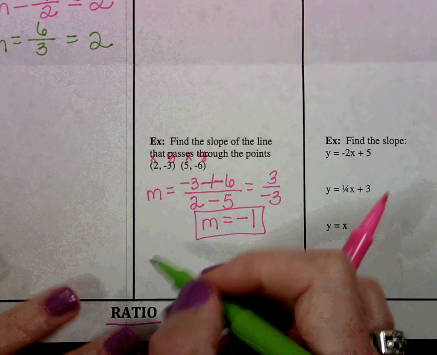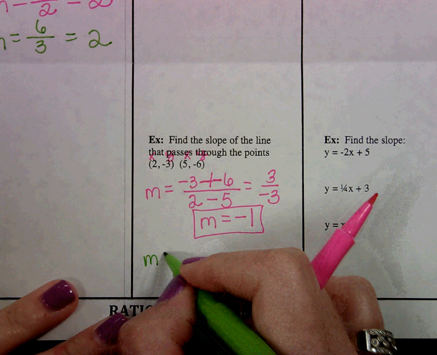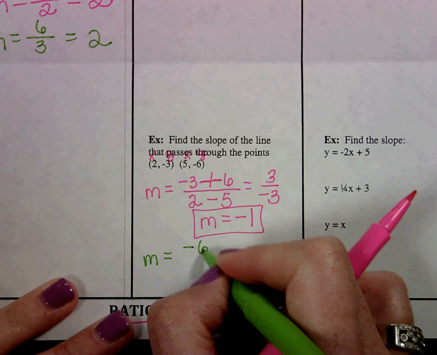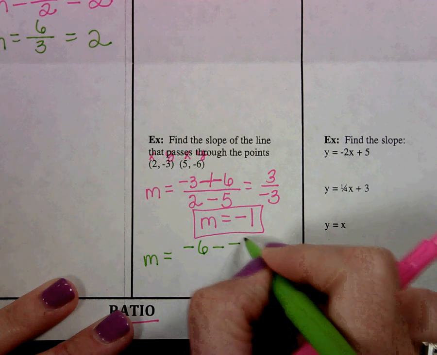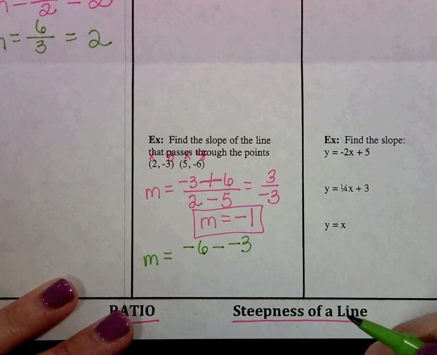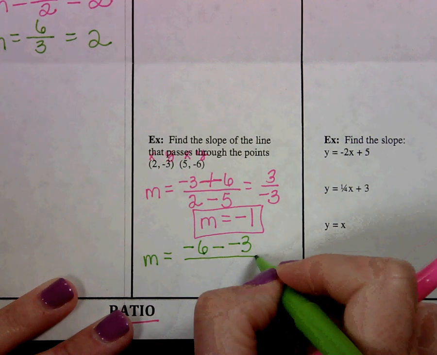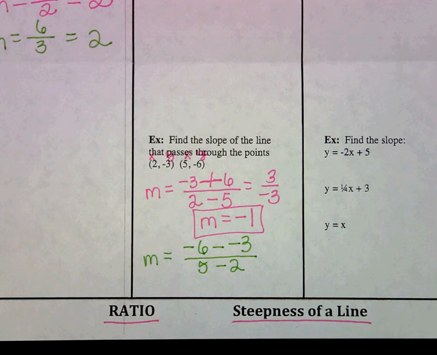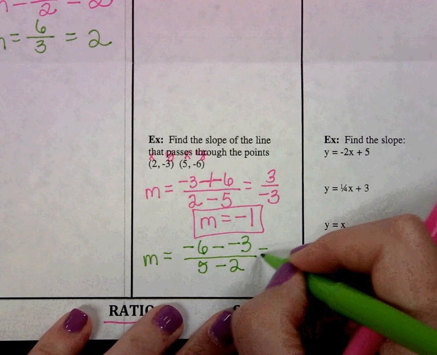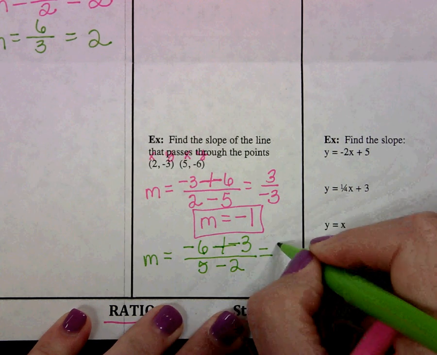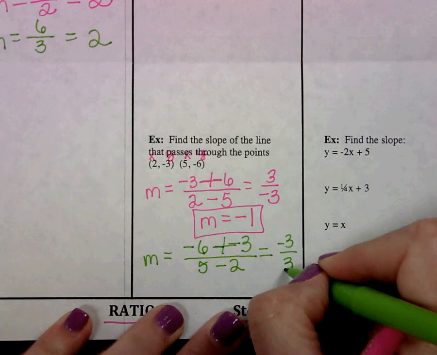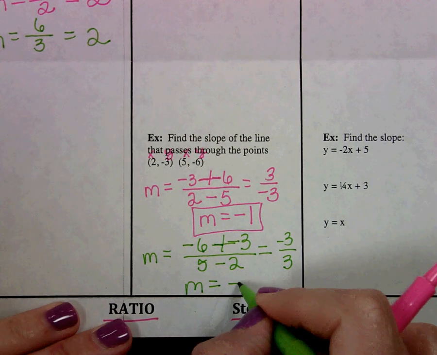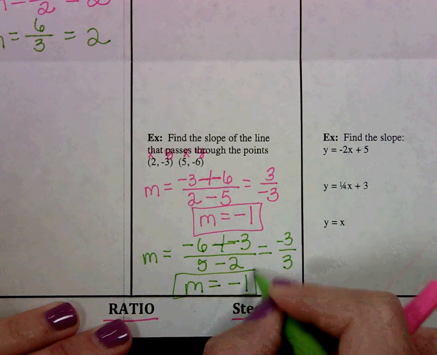What I want to show you is that I could have switched my numbers around a little bit. I could have also said -6 minus -3. Still my y's on top. I just switched which one I put first. And then 5 minus 2. Same thing. I just switched which ordered pair I started with first. This gives me -3 over 3. And so even though it looks a tiny bit different, it still has the same meaning of -1.